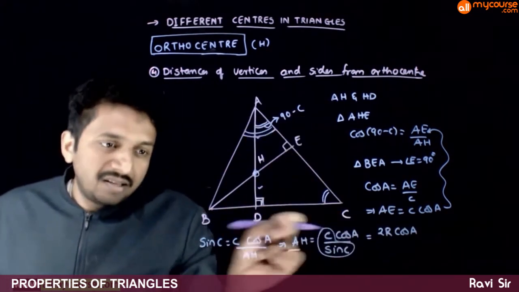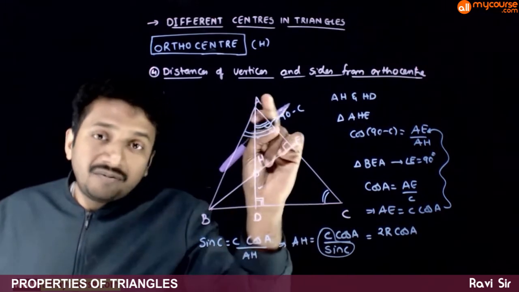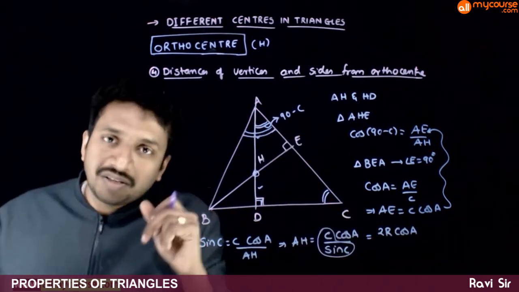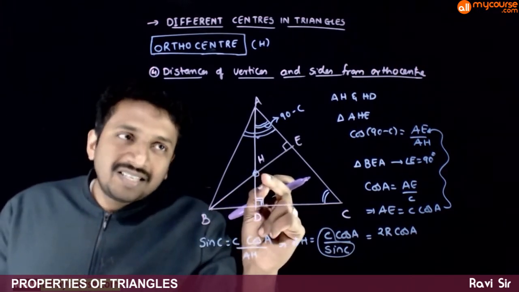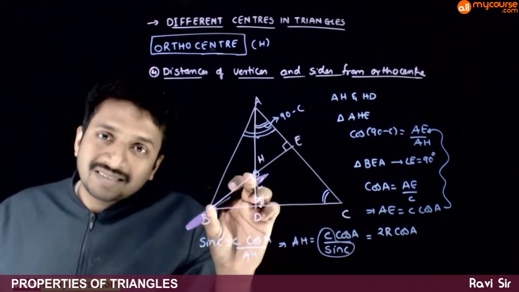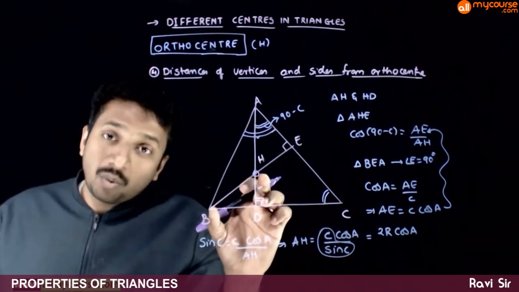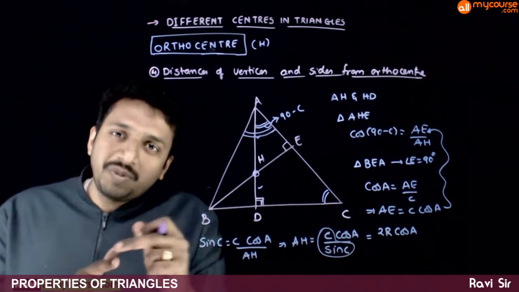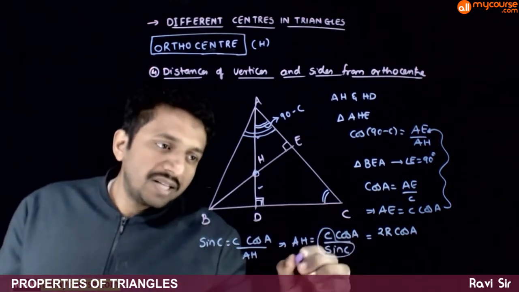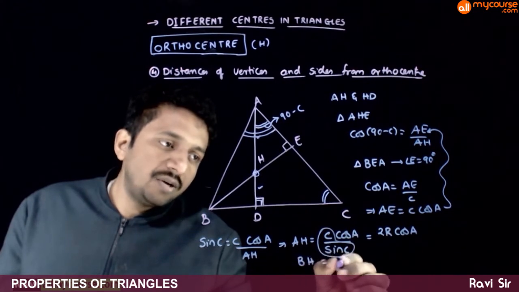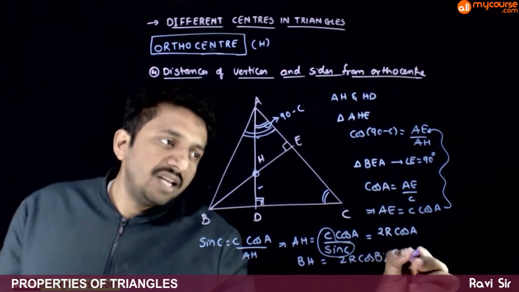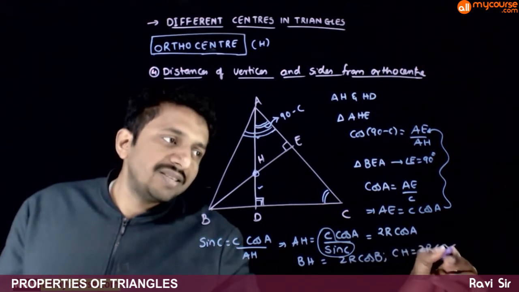So the distance between the vertex and the orthocenter is nothing but 2R times cos A. So if you want the distance from vertex A, you need to put 2R cos A. Similarly, if you want the distance from the orthocenter to vertex B, you need to do 2R cos B, and 2R cos C. So you can similarly derive BH is equal to 2R cos B and CH is equal to 2R cos C.